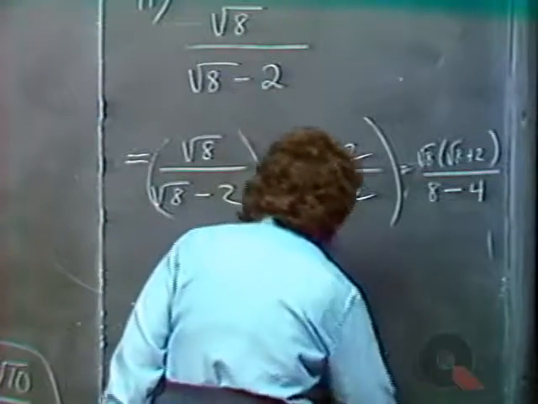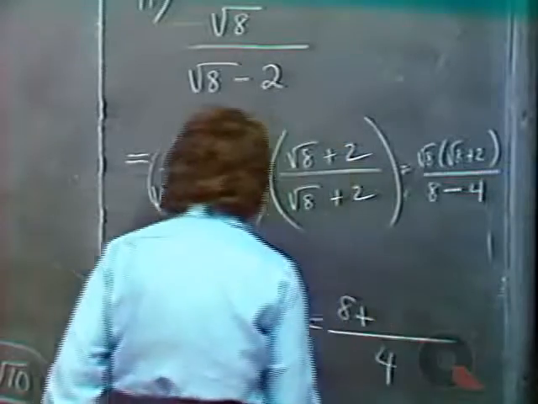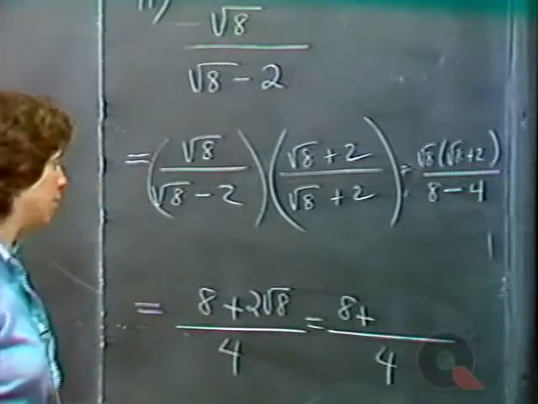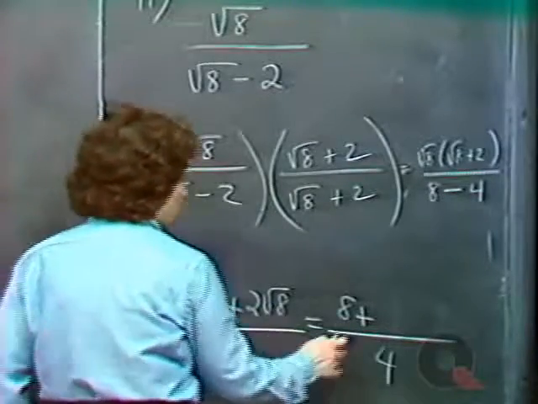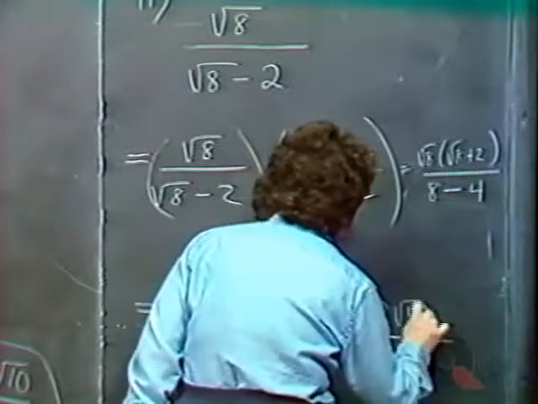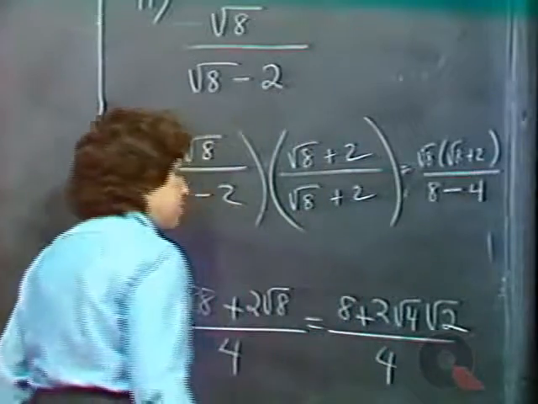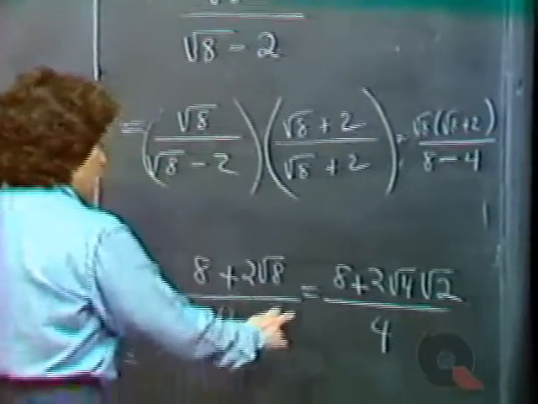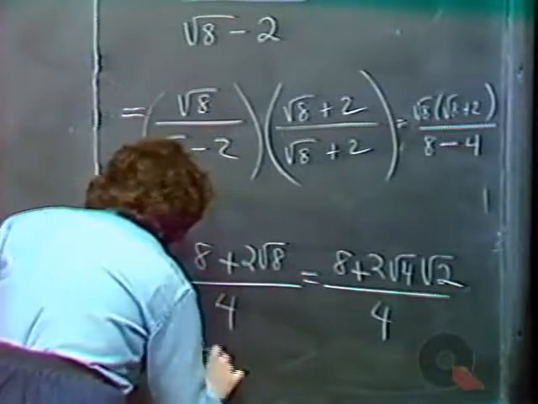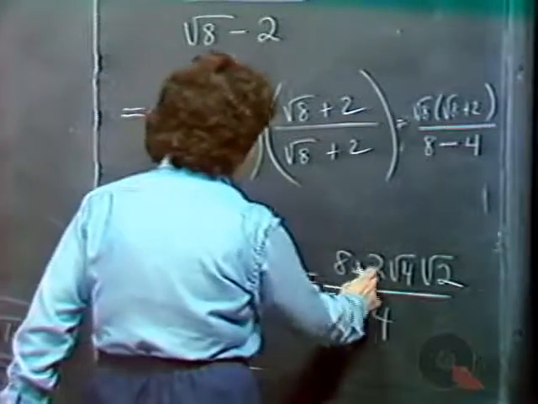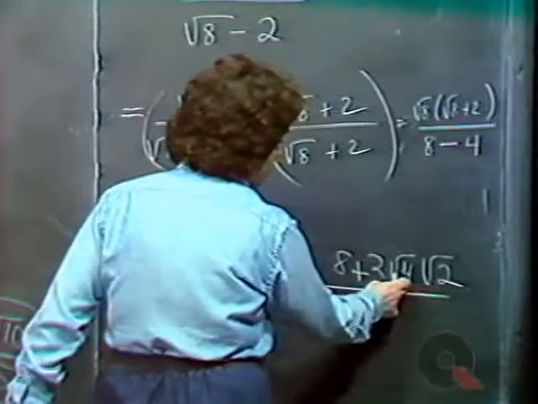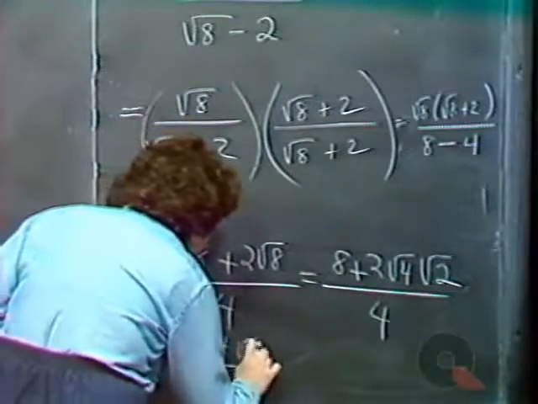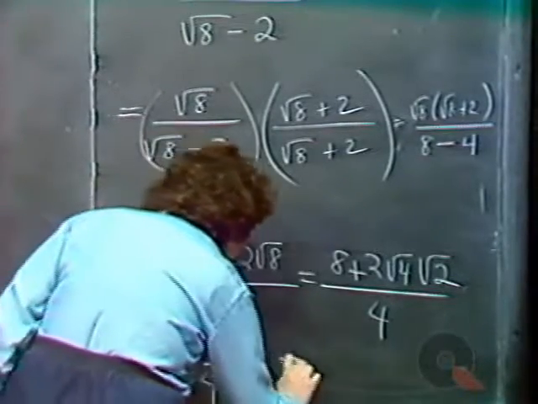Well, to have simplest radical form, not only can't you have a radical in the denominator, but you have to take as much as you can out from under the radical. The square root of 8 is really the square root of 4 times the square root of 2. So we get here 8 plus 2 times the square root of 4 times the square root of 2. The square root of 4 is 2. 2 times 2, that's 4. 8 plus 4 times the square root of 2 over 4.